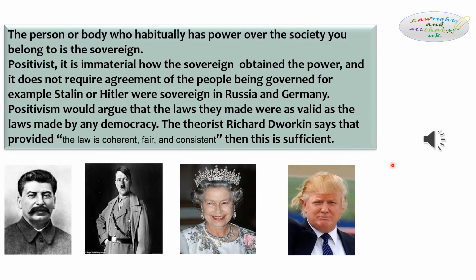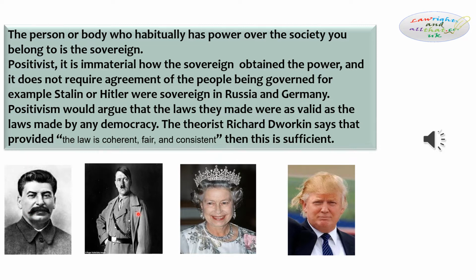The person who has power over the society you belong to is sovereign. Now that can be an individual or a group, whether democratically elected or autocrats, such as dictators like Stalin and Hitler.